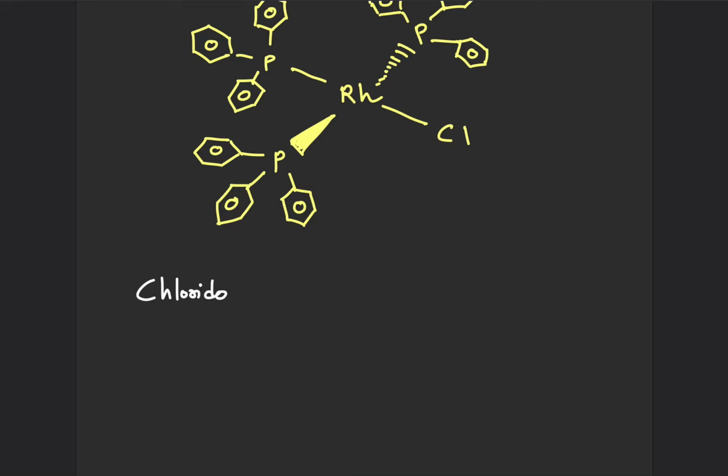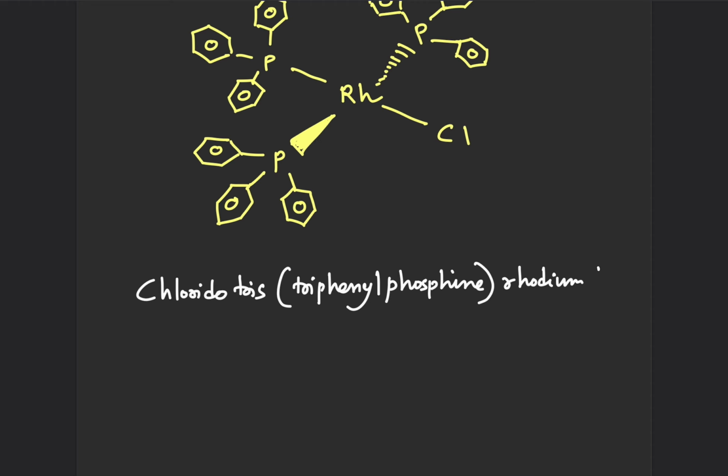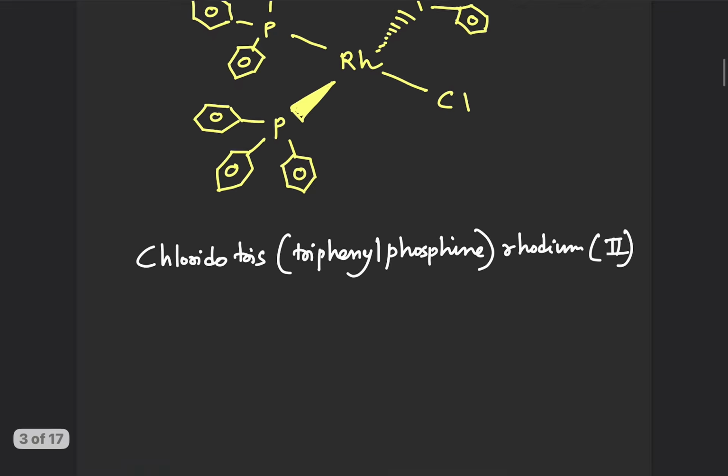Chlorido tris triphenyl phosphine rhodium 2, or it is also known as Wilkinson's catalyst. This catalyst, that is Wilkinson's catalyst, is used for selective hydrogenation of alkenes.